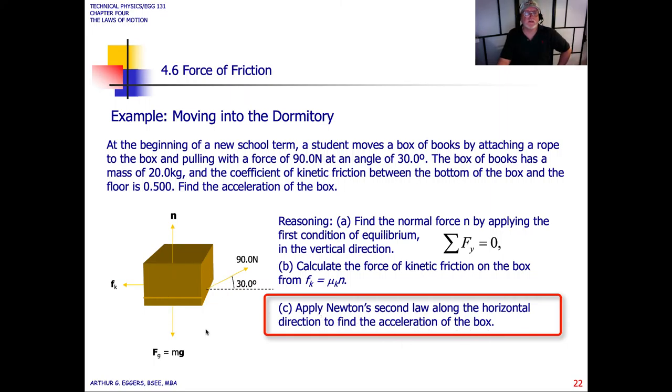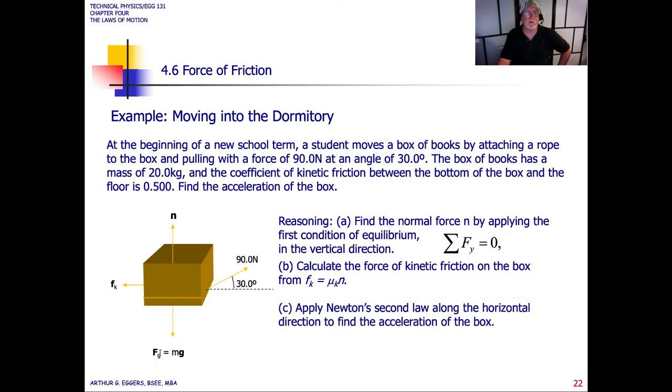So let's analyze the free body diagram. Again, in the free body diagram, let's start with the force of gravity, mg. That is modeled at the center of mass for the weight of the box. On the opposite side of mg is the normal force. The normal is modeled as the place between the bottom of the box and the surface that it's being slid on. On the tension side, the rope is being pulled at 90 newtons.